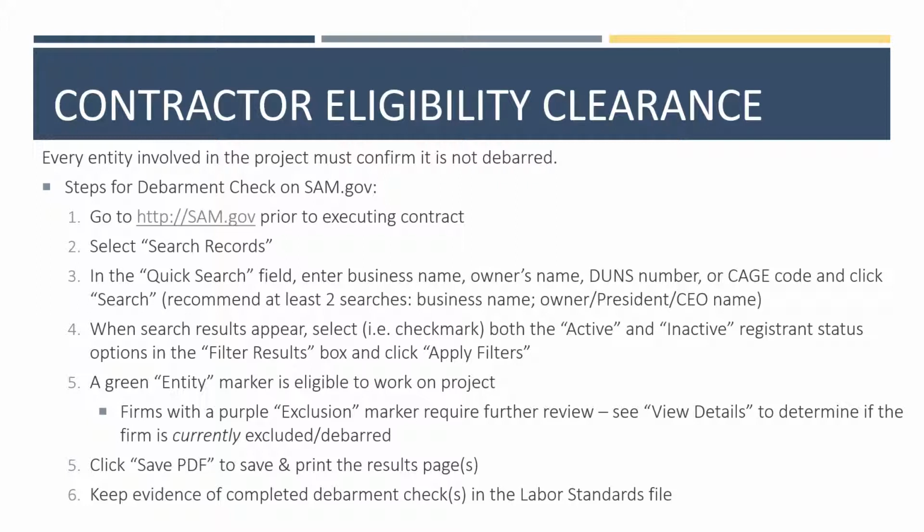Even if a firm has a past suspension that is no longer active and is currently eligible to participate on a federally funded project, you may want to pay special attention to the contractor depending on the details of the past suspension. Click Save PDF to save and print the results pages, and keep evidence of the completed debarment checks in the Labor Standards file. Firms that do not have a record are assumed to not be debarred. Even print search records that come up with no firm or person by that name to prove the search was completed.